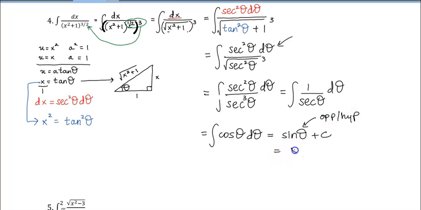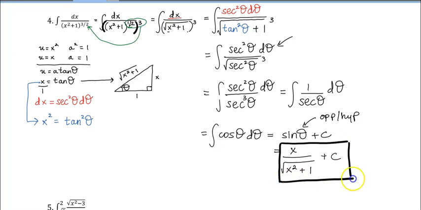So the opposite to theta is x, and the hypotenuse is the square root of x squared plus 1. And then I'll add in my constant of integration plus c. And there we have our final answer.